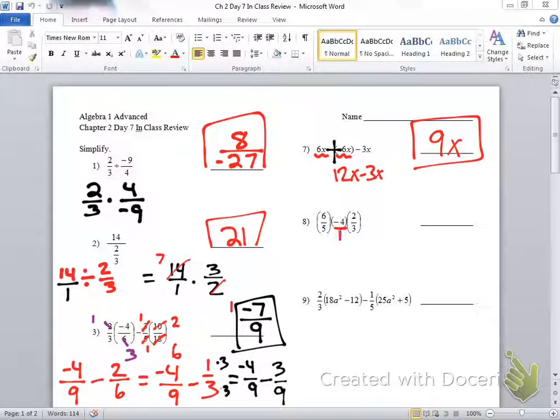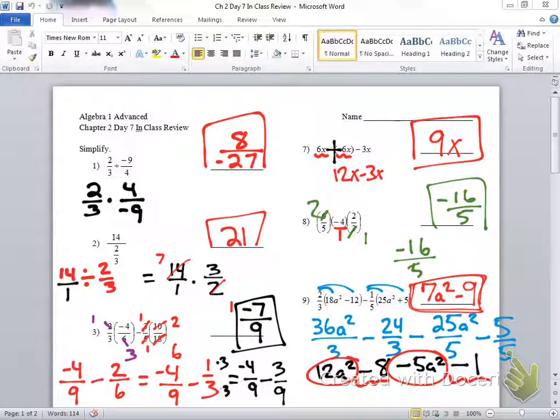All right, number 8, I'm going to make this one a fraction. Oh, anything that's jumping out at you? The 6 and the 3. So a 2 and a 1. That's all. What is 2 times negative 4 times 2? Negative 16. What's 5 times 1 times 1? 5. That does not simplify, so that's my answer. Questions on that one?